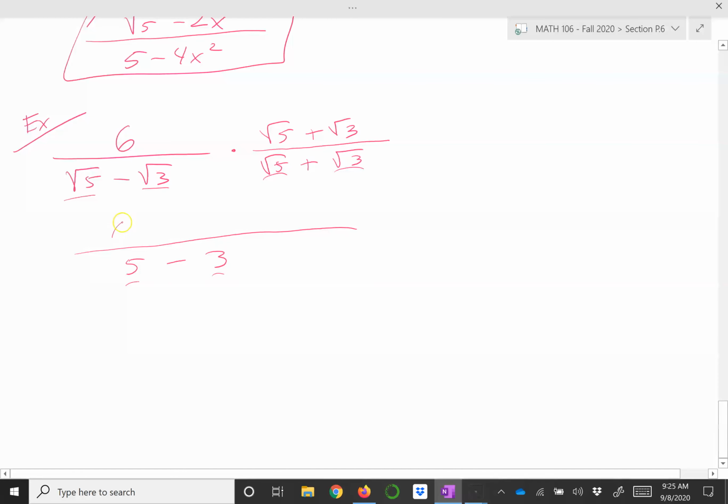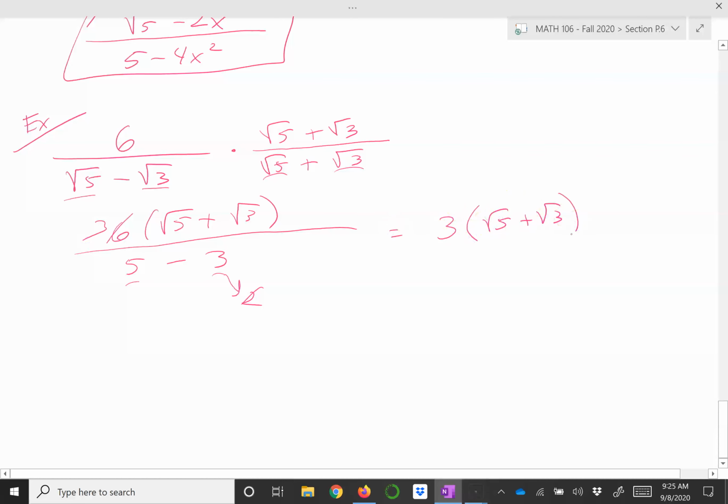Now you do the numerator. So 6 times the quantity, square root of 5 plus the square root of 3. And then to save me writing a line, you see that the denominator is 5 minus 3, right? Really, that's a 2. So it's 6 over 2 or 3. So my final answer is 3 times the quantity, square root of 5 plus square root of 3.